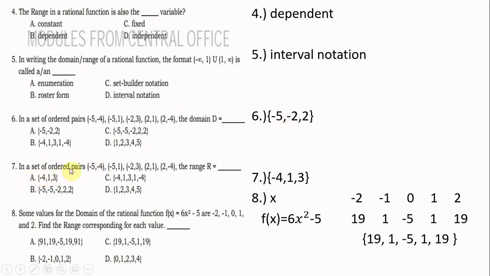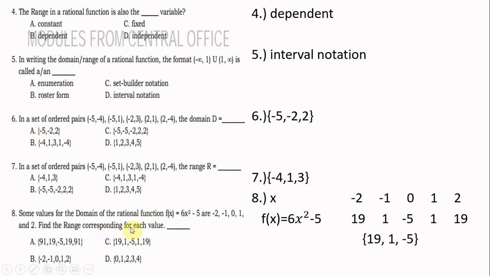Now, number 7, in a set of ordered pairs (-5, -4), (-5, 1), (-2, 3), (2, 1), (2, -4), the ranges are 1, 3, 1, -4, but you will not write the 1 twice. So the answer is -4, 1, and 3.